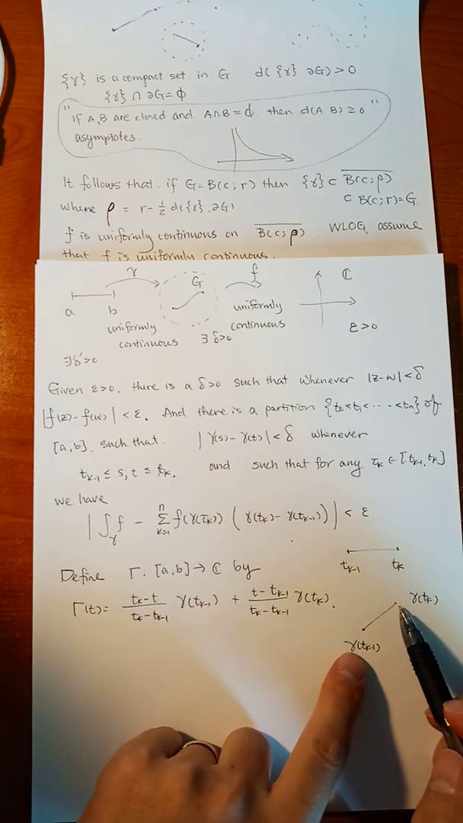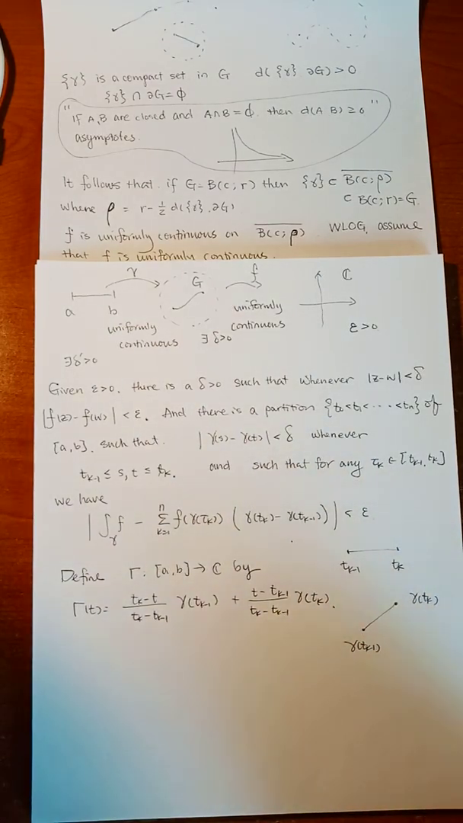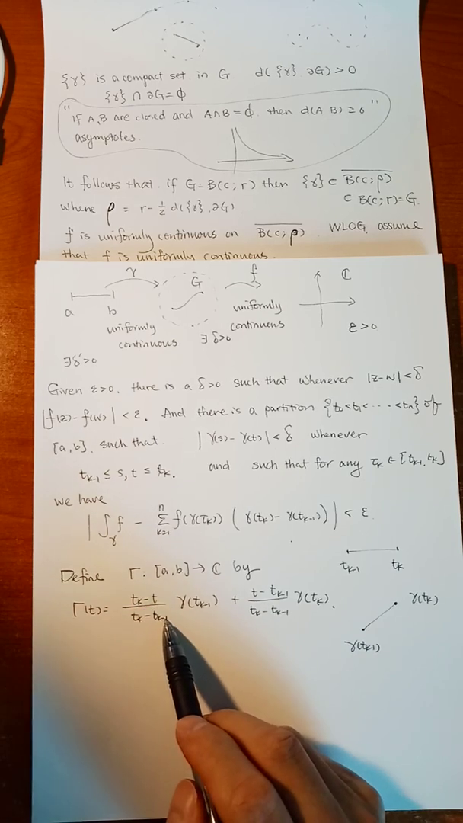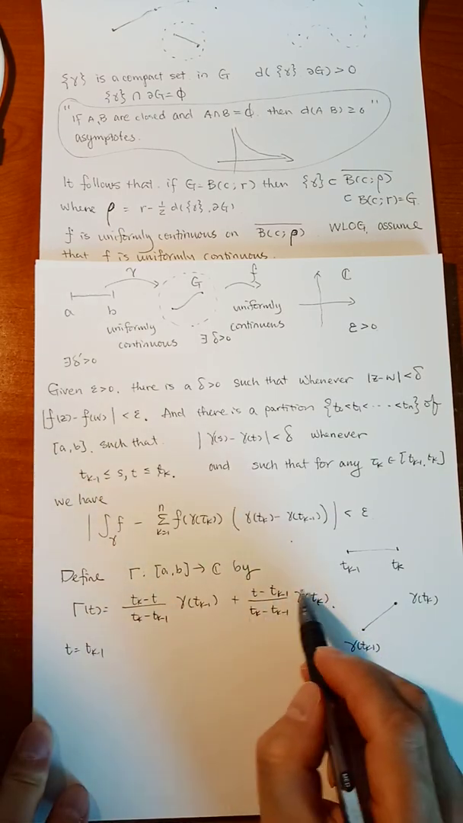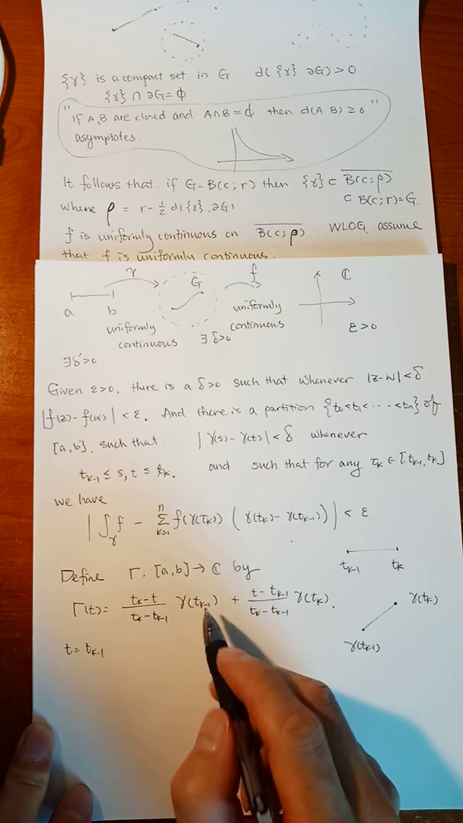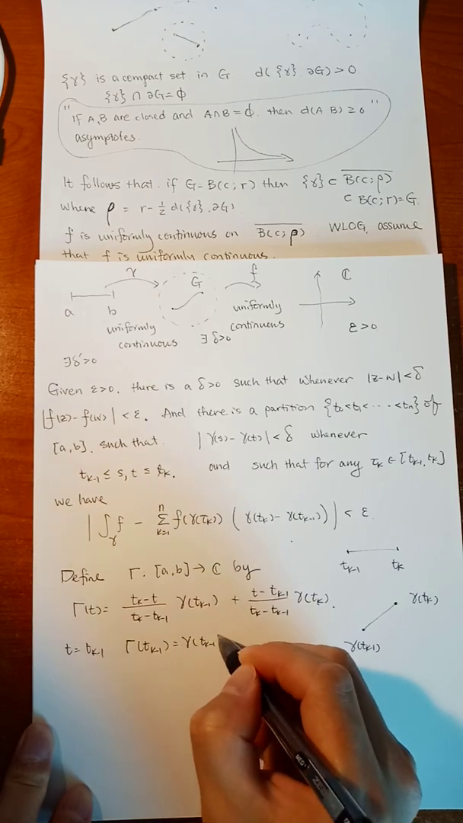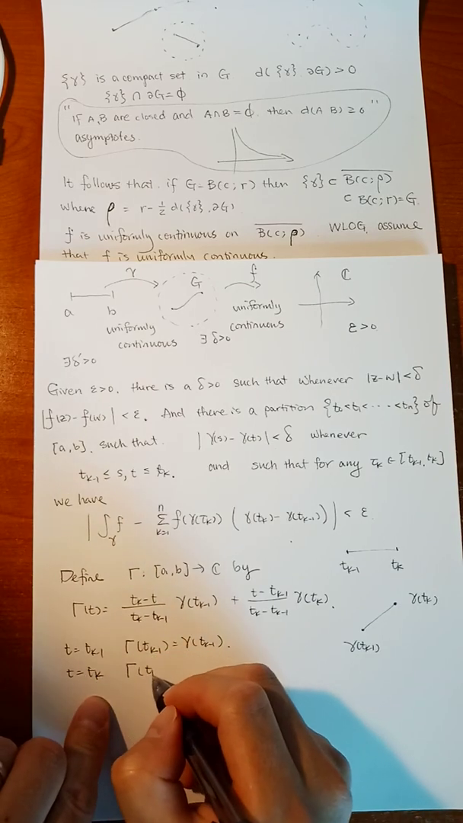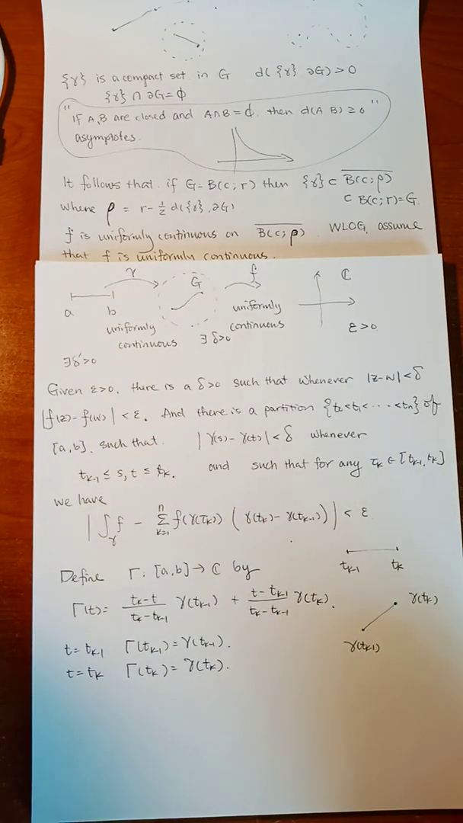Okay, the linear combination of these two endpoints. You check that when t is tk minus 1, this term disappears. You get gamma tk minus 1. When t is tk, the first term disappears, you get gamma tk. And this is a linear function, so it is the connection.